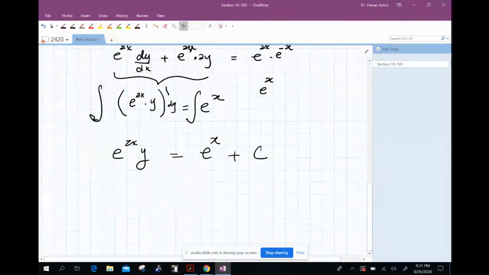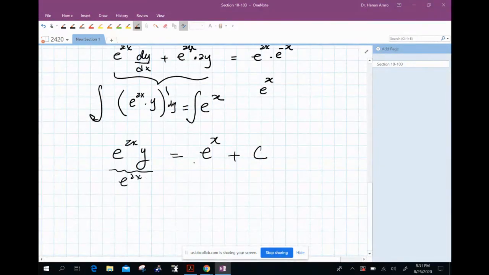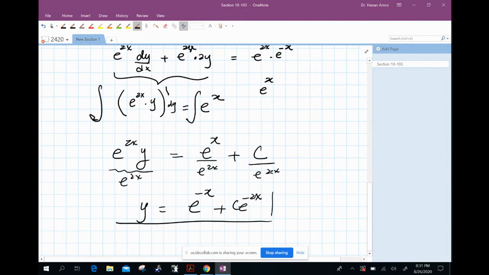Now, the minute we finish integration, we divide both sides by e to the 2x. So we have y is equal to e to the negative x, because when you reduce, plus e to the negative 2x times the c, which is right here. So this will be the general solution for the function we just finished.